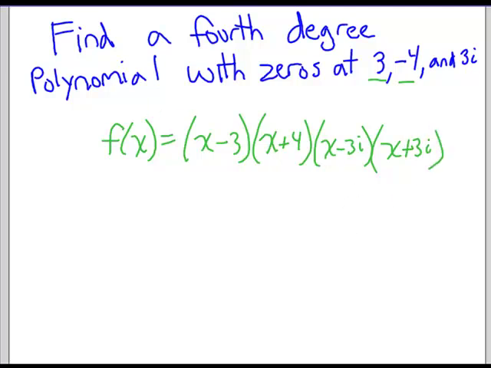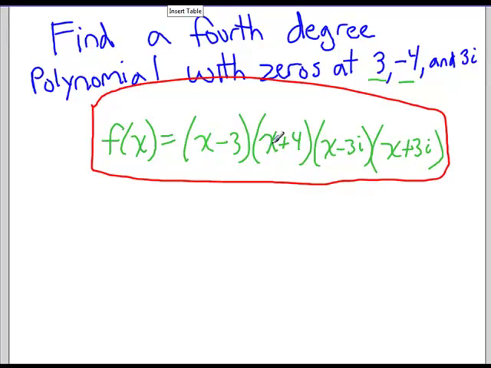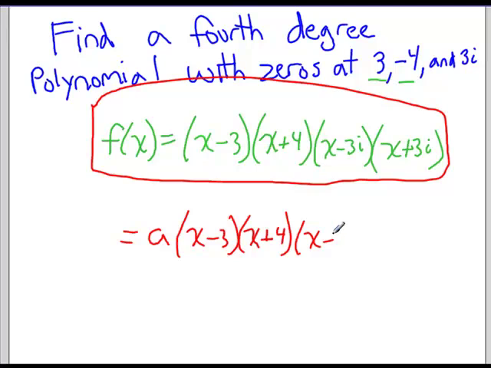Okay? So this function, this polynomial, has zeros at 3, -4, 3i, and -3i. However, as we discussed last week, any polynomial that looks like this will have roots at 3, -4, 3i, and -3i. Okay? So what I mean by this A is I could have put a 3 here, and it's still a valid answer. Alright? This is a fourth degree, and it goes through all those roots.